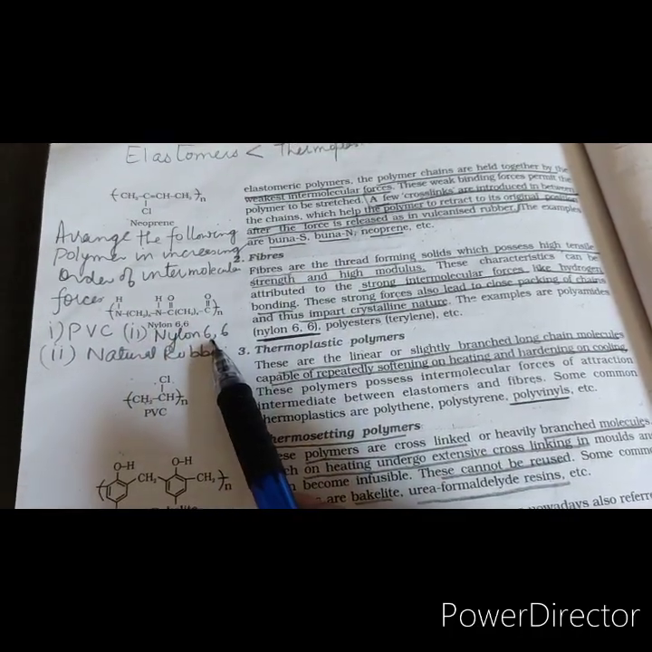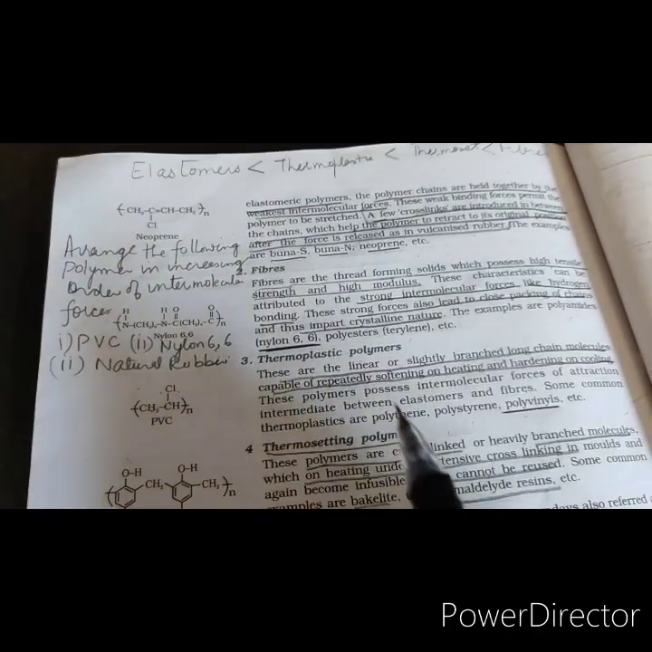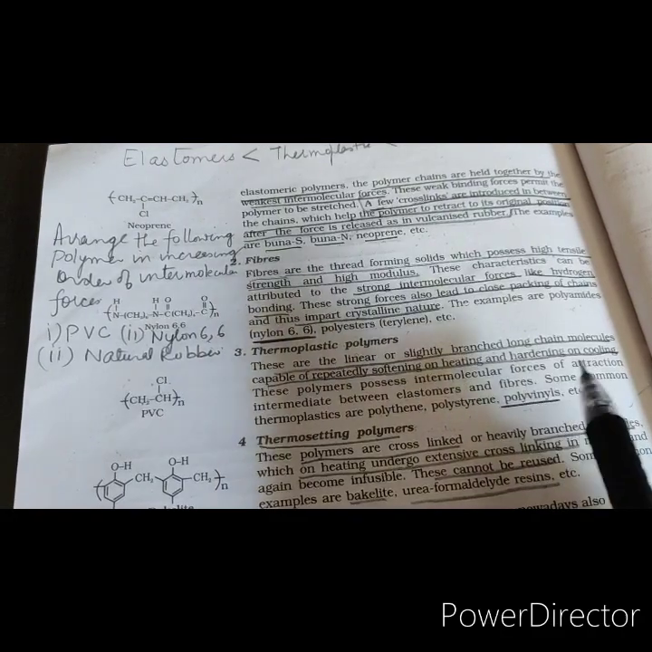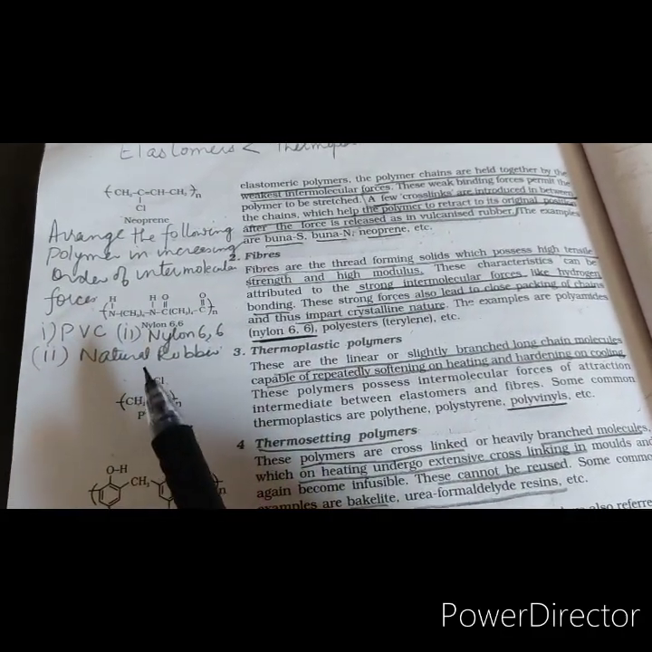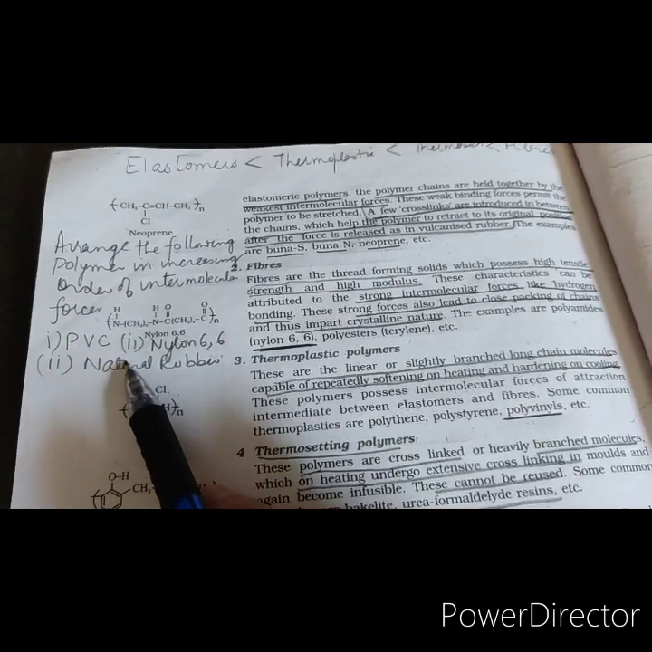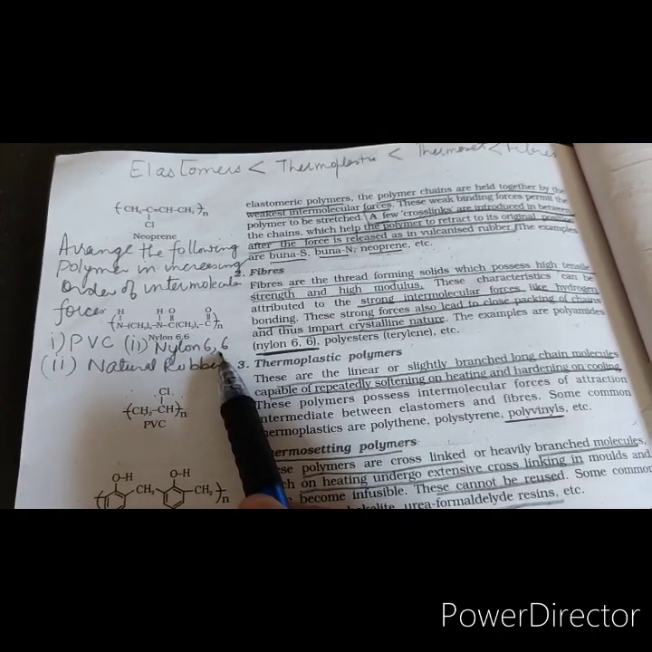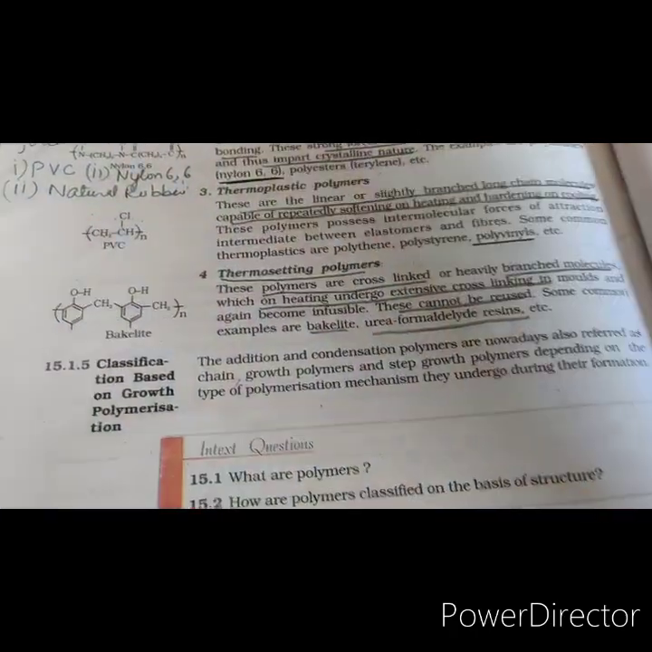So this is an example of fibers. And PVC, this thermoplastic, has intermediate intermolecular forces of attraction. So the order will be natural rubber, after natural rubber we'll have PVC, and after PVC we'll have nylon 6,6. Okay, so we move to the next topic.